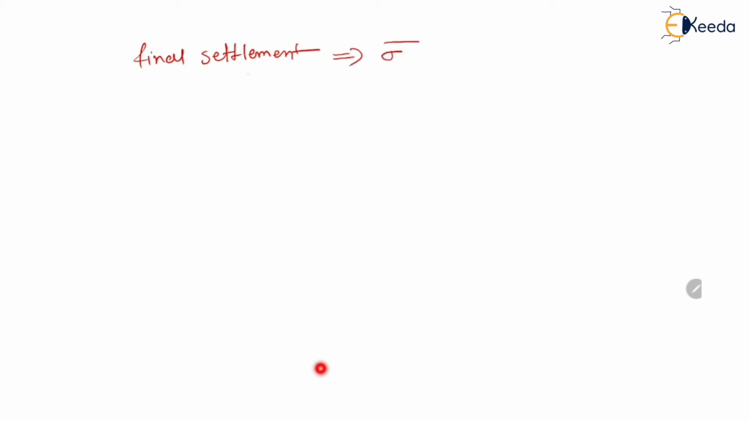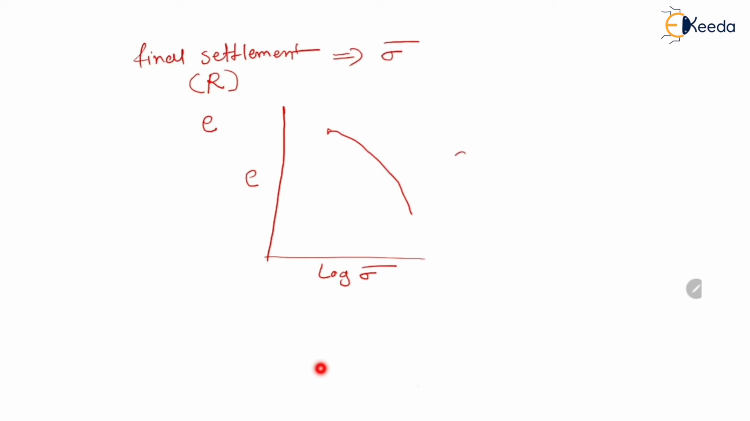The final settlement is measured with the help of a dial gauge in the form of dial gauge readings, and it is represented in terms of void ratio. So a plot of void ratio versus log sigma bar is plotted. This plot is called the consolidation curve.